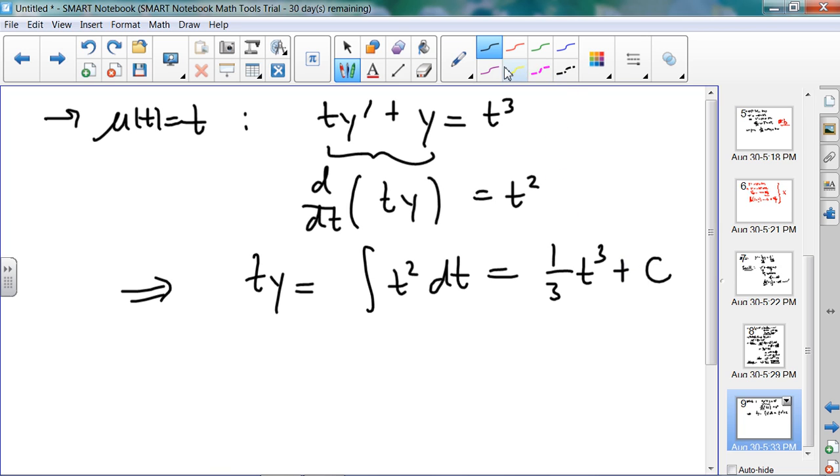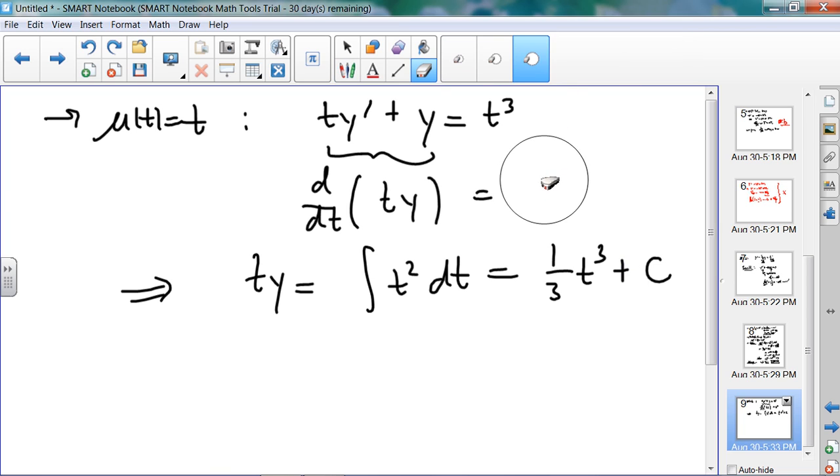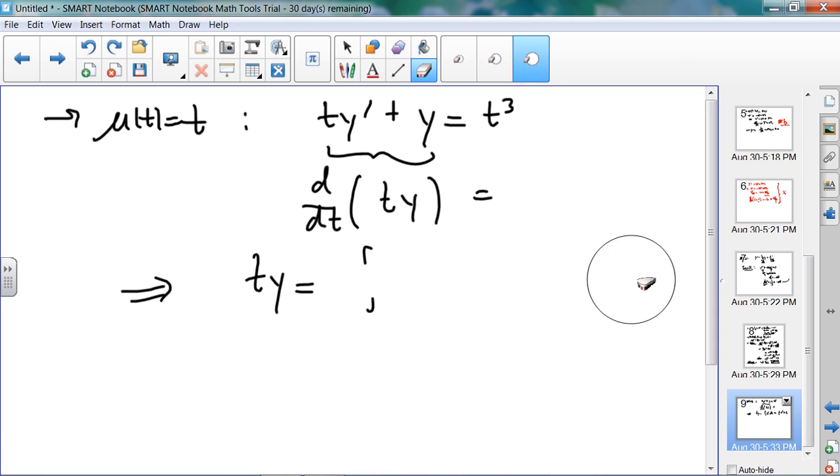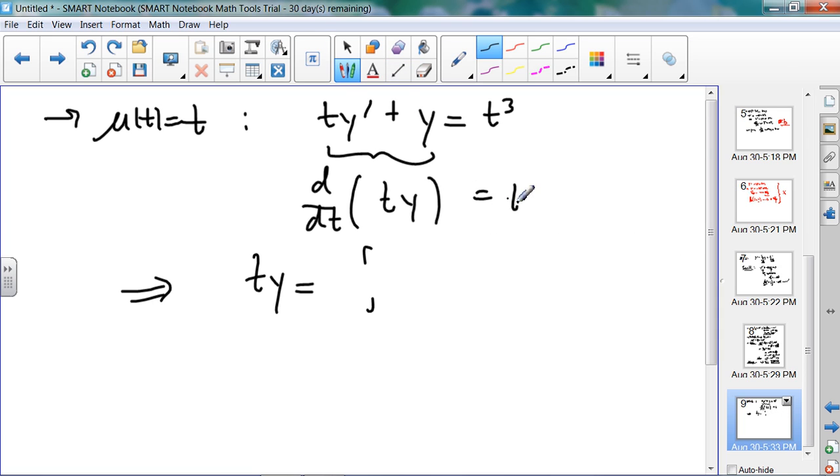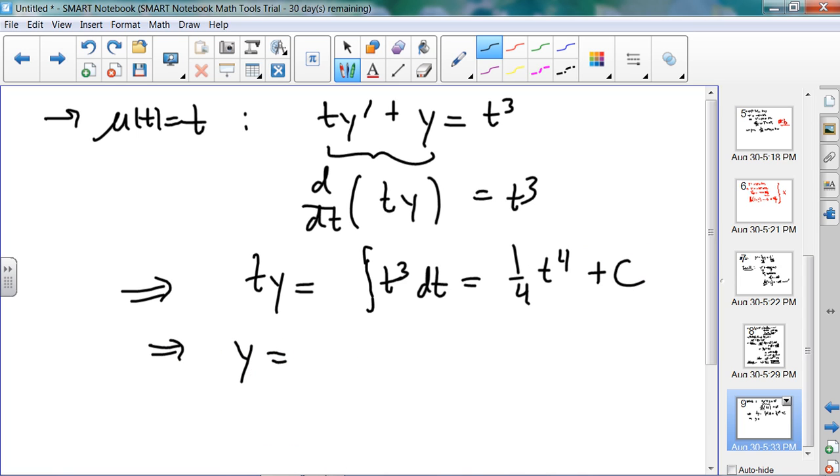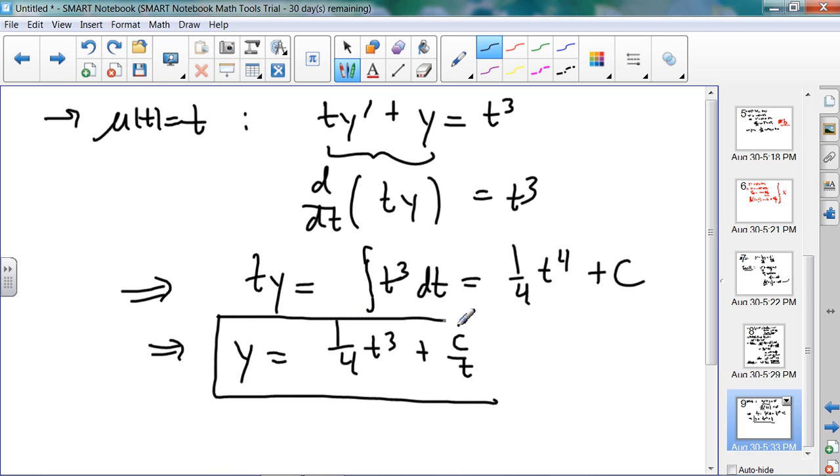Oh, I noticed I made a small mistake here. This should have been a t cubed to begin with. So we integrate t cubed here. So we get 1/4 t to the 4th plus some constant. And then we solve here for y. So what is our y going to be? We'll just divide by t. So we get 1/4 t cubed plus c over t. Okay. And that is our solution to our original problem.